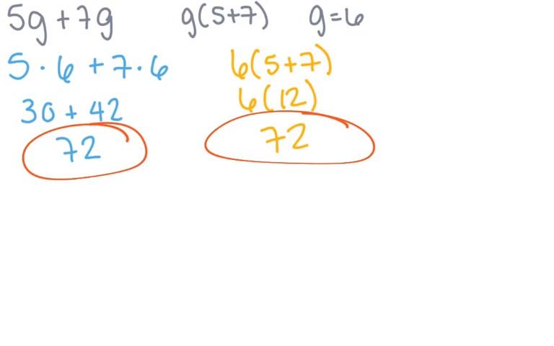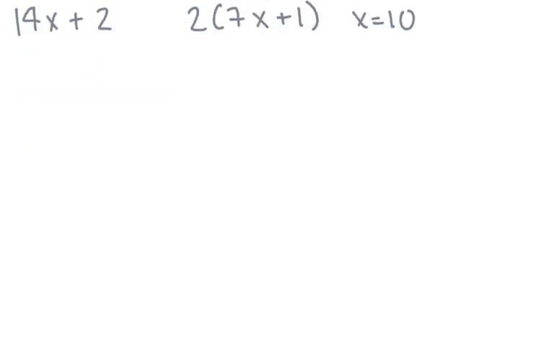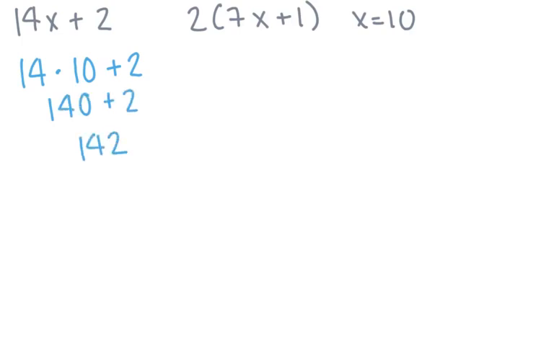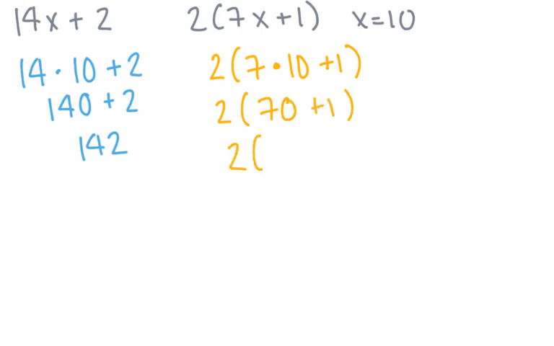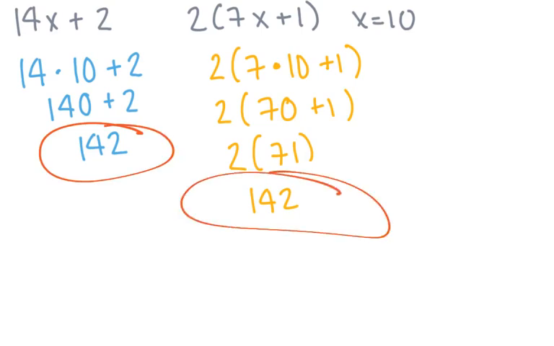And let's do one more. So we have 14x plus 2 and then 2 parentheses 7x plus 1, where x equals 10. So our first one is going to become 14 times 10 plus 2. So 140 plus 2 for an answer of 142. Our second one, we're going to have 2 parentheses 7 times 10 plus 1, which becomes 2 parentheses 70 plus 1. Then 2 times 71, which gives us an answer of 142. And once again, these answers match. So these expressions are equivalent.